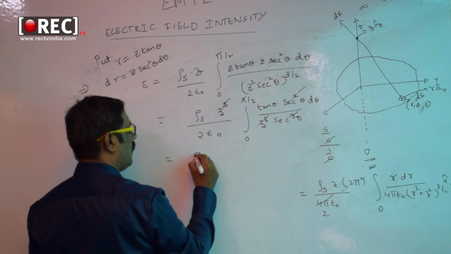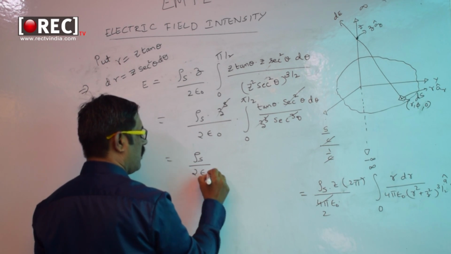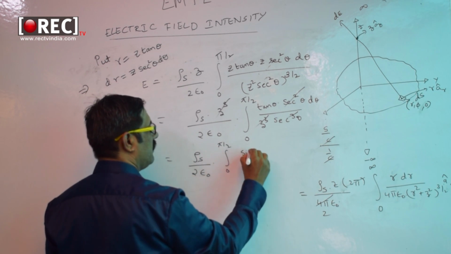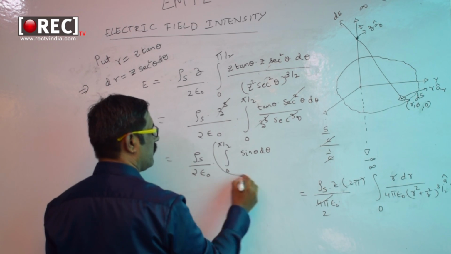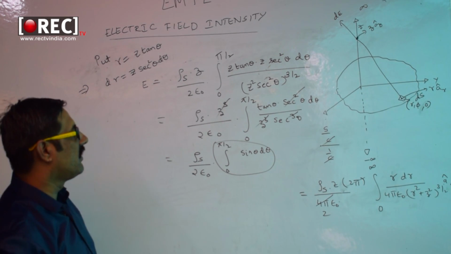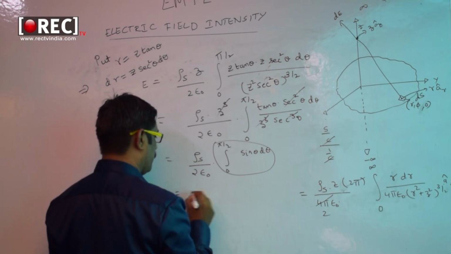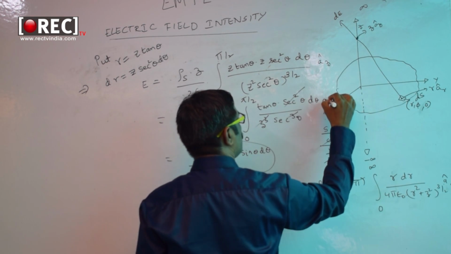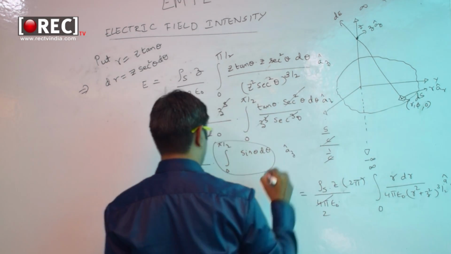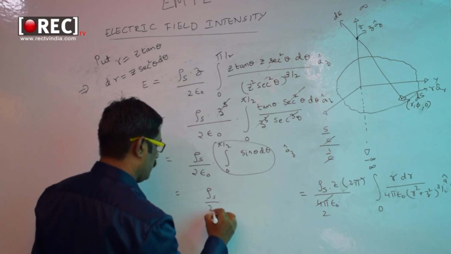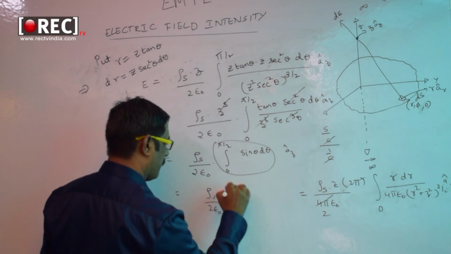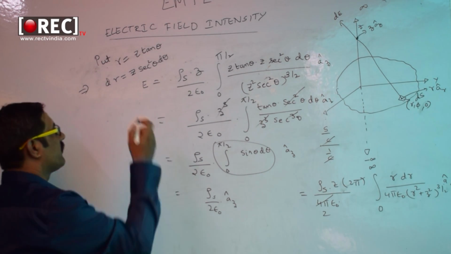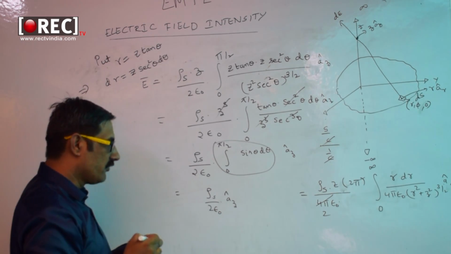So you are having rho s by 2 epsilon naught into integral 0 to pi by 2 sin theta d theta, and if you observe, this integral 0 to pi by 2 sin theta reduces to 1. So it is simply, of course, we are forgetting a_z cap everywhere. So it is a_z cap here, a_z cap here, a_z cap here. So here it is rho s by 2 epsilon naught into a_z cap. So finally we got the electric field intensity as rho s by 2 epsilon naught into a_z.